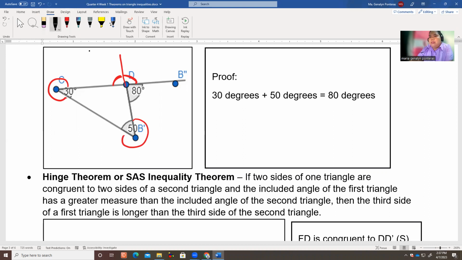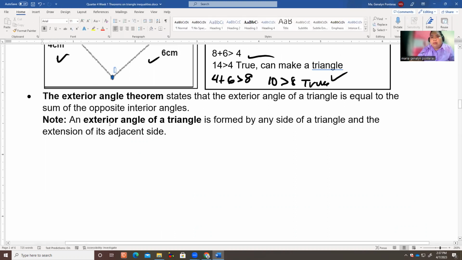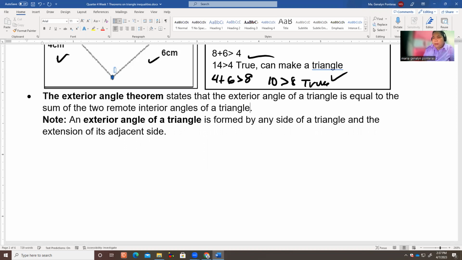So according to exterior angle theorem, the exterior angle is equal to the sum of the remote interior angles. Of the two remote interior angles. The sum of the two remote interior angles of a triangle. Ayan. Okay.